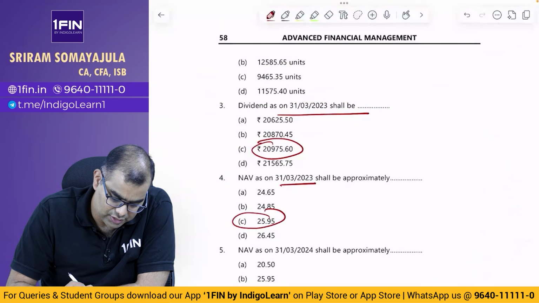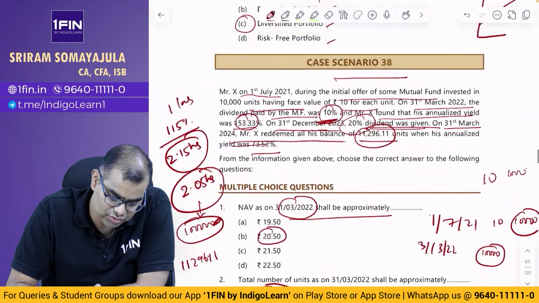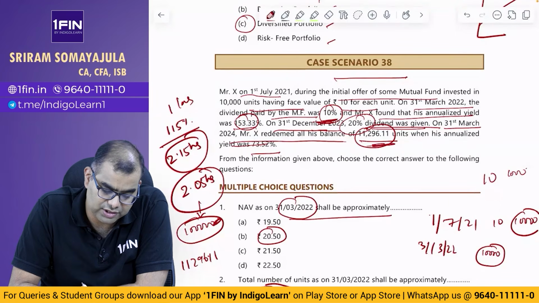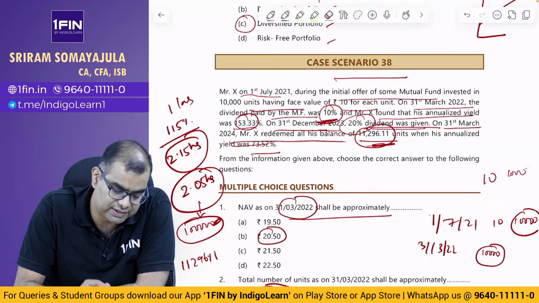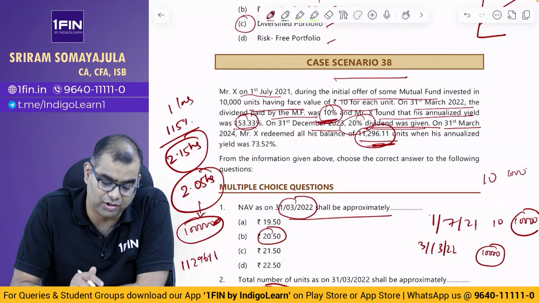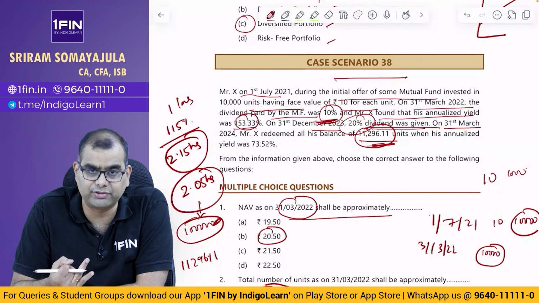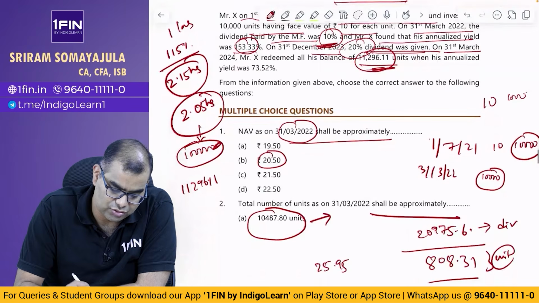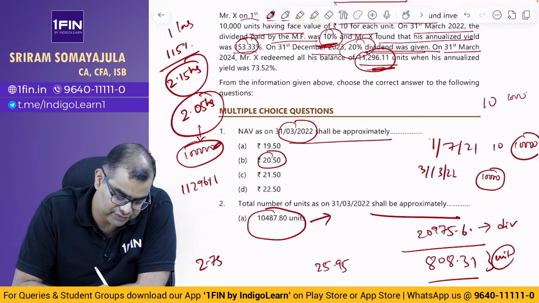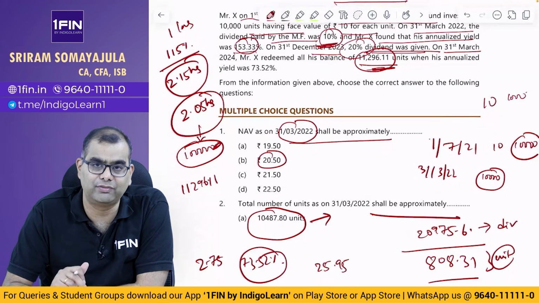Okay. Then after that, what happened? NAV on 31/3/24. He had closing this many units, but the yield was 73.52. So the yield is 73.52 for how many years? He invested in 21. So 21-22 is 0.75, then 22-23, 23-24. So 2.75 years. For 2.75 years, yield was 73.52% annualized, so per annum it works out to this.